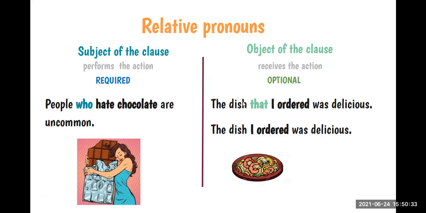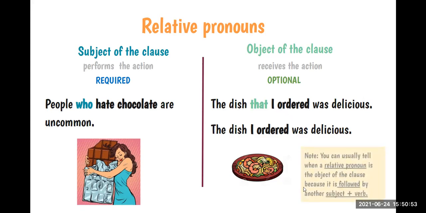Okay? And what about here? What words do we have? ¿Qué palabras tenemos? What is I? The subject. And order? A verb. Very good. So, you can usually tell when a relative pronoun is the object of the clause because it is followed by another subject and a verb.